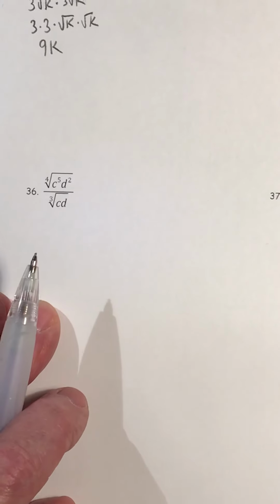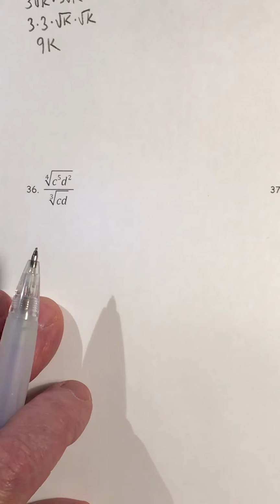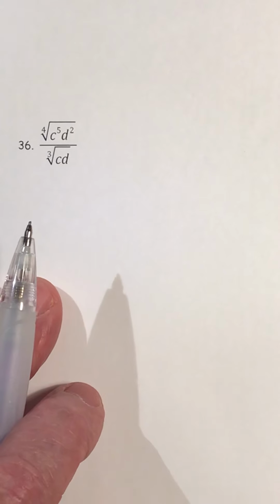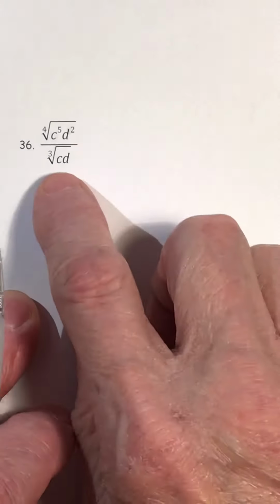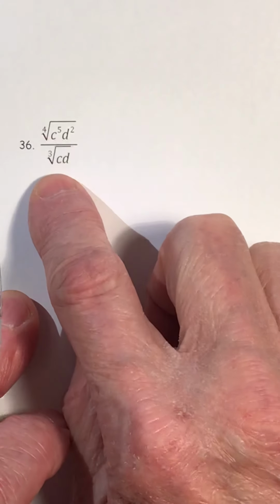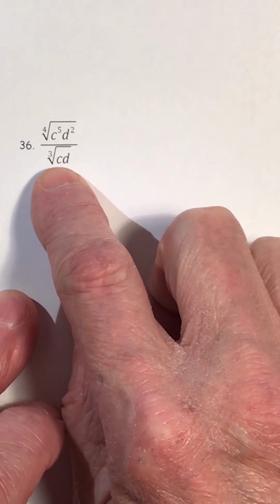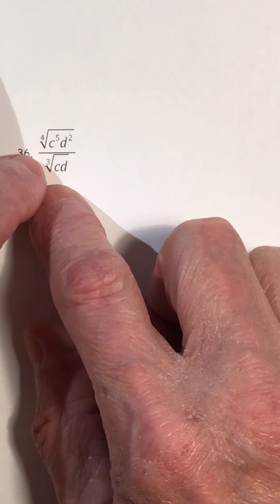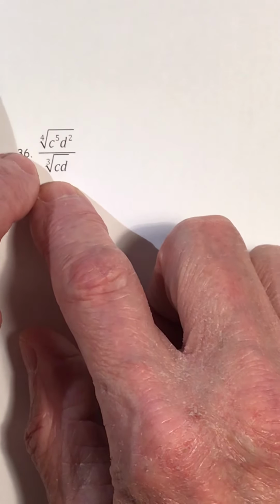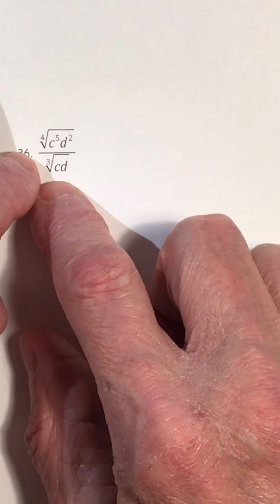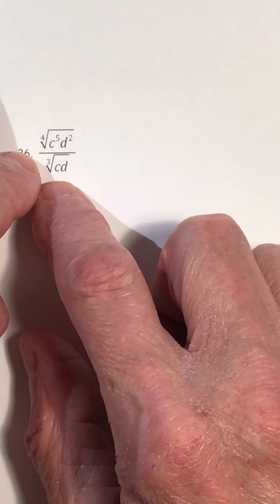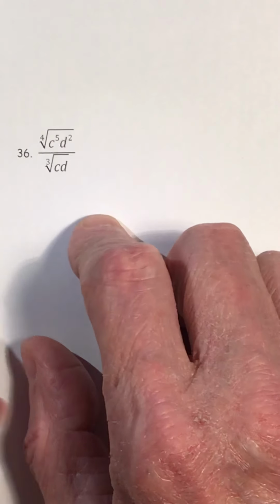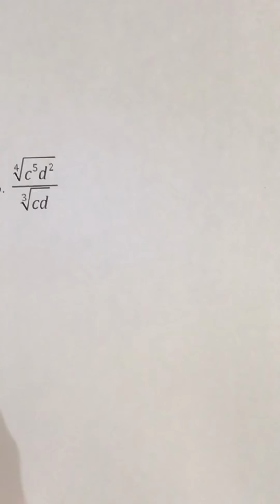Now 36, if you haven't said any bad words yet working on these, this could push you over the edge. Notice the indices are different, 4th root and 3rd root. So what we do, big picture here, is we resort to changing both expressions to fractional exponents, and then we try to get those exponents to share a common denominator. This is a bit of a chore.